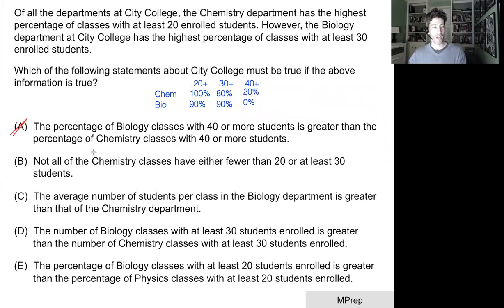Let's take a look at B. Not all of the chemistry classes have either fewer than 20 or at least 30 students. Does that have to be true?